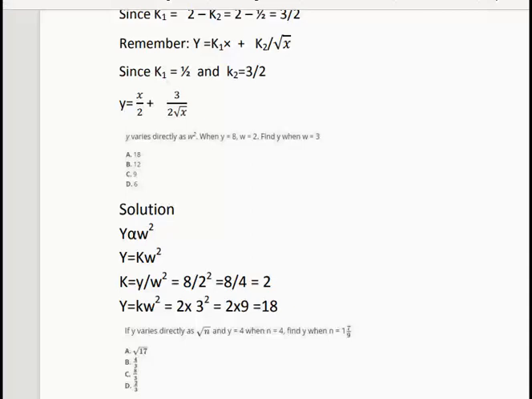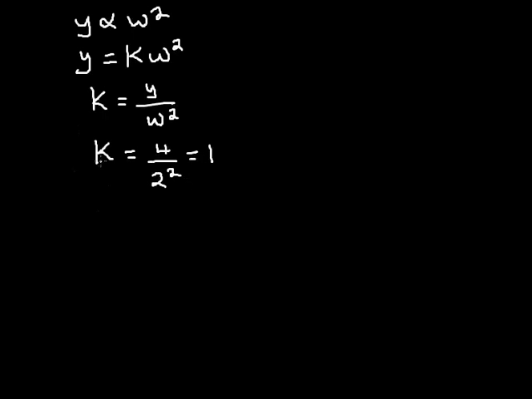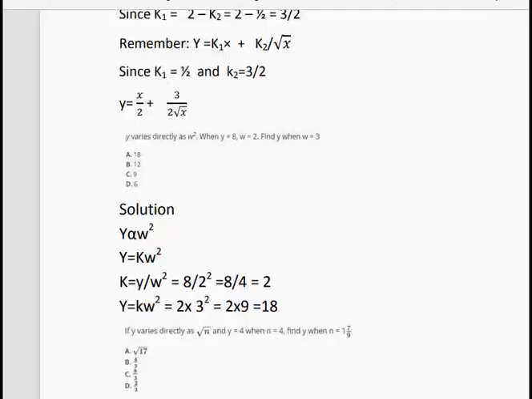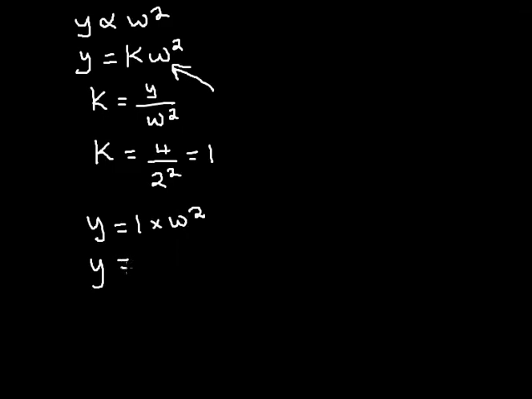Having gotten that, now the question is find y when w is equal to 3. Since my k is equal to 1, then my relationship between y and w is that y is going to be equal to 1 times w square. So we are looking for y according to the question now. Find y when w is equal to 3. So y is going to be equal to 1 times w, that's going to be 3 square. All right, so my answer is 9. As simple as that.